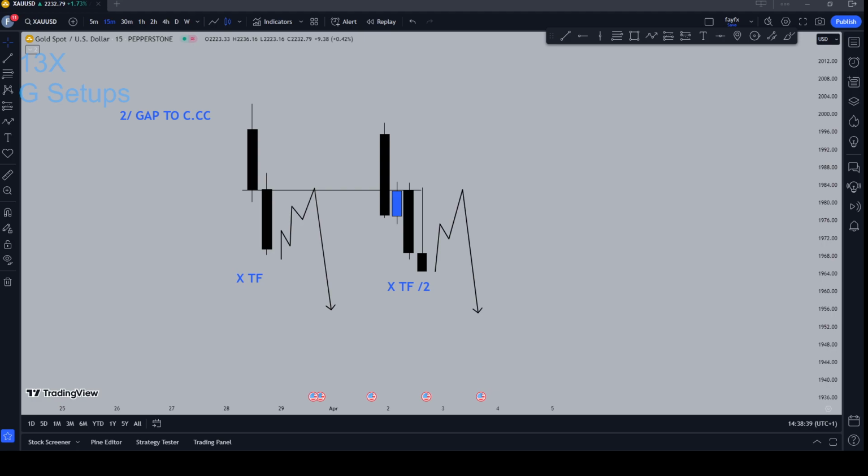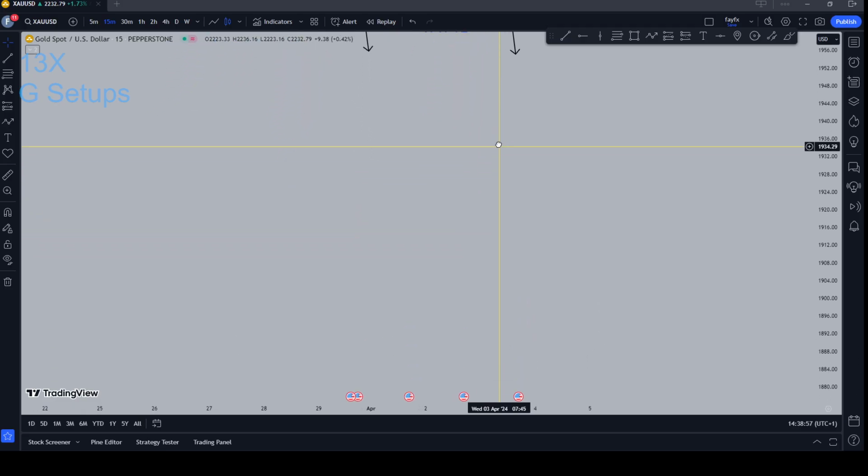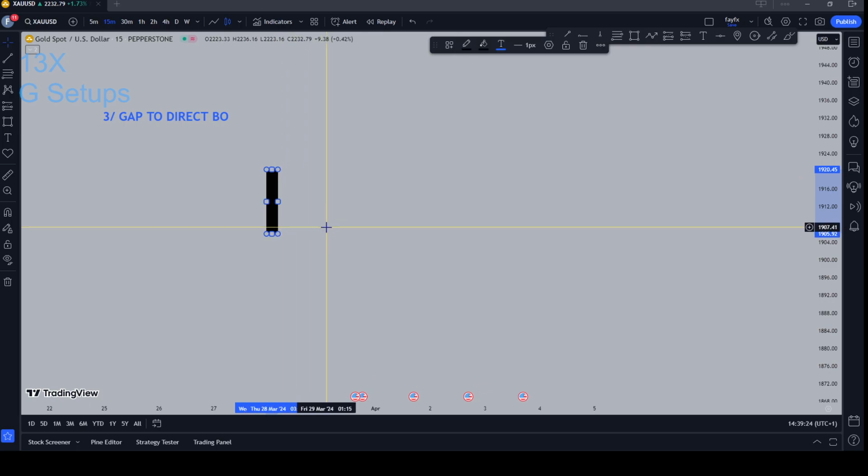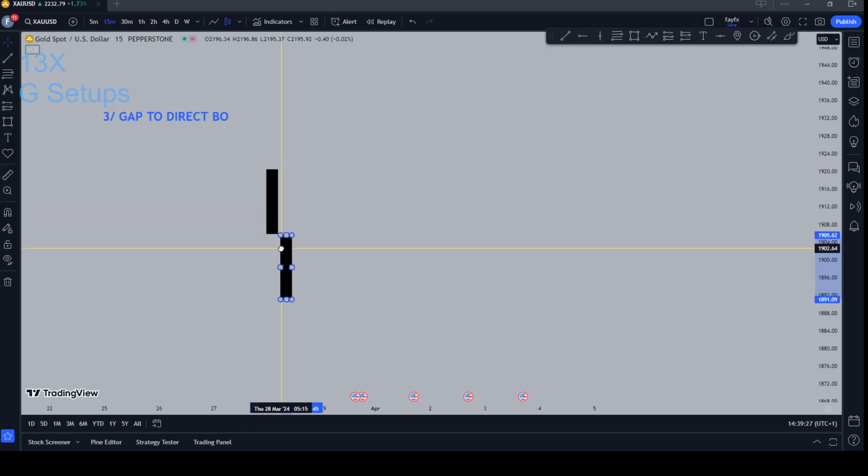Let's go for the third one. So the third one is also special. I like it. The third one is gap to direct breakout. What is a direct breakout? Imagine we have a gap here, in an X time frame.